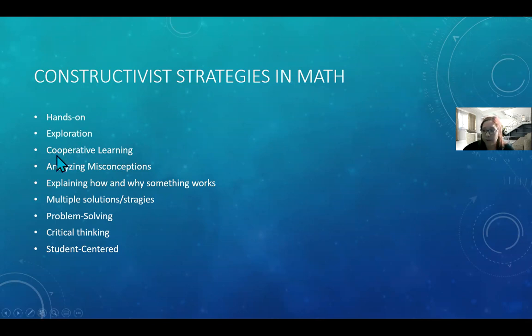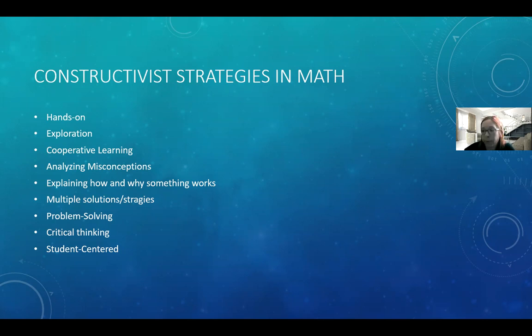Often they include cooperative learning where students are working together. But you notice in the San Francisco example, they had to think on their own first before cooperative learning was introduced. Often we analyze misconceptions. So if students are having a misconception about something, we might analyze it as a class and look at it and talk about it and see why that misconception is there.